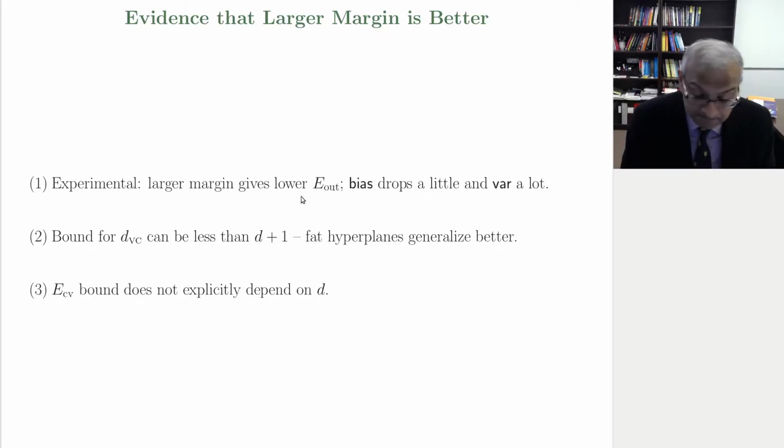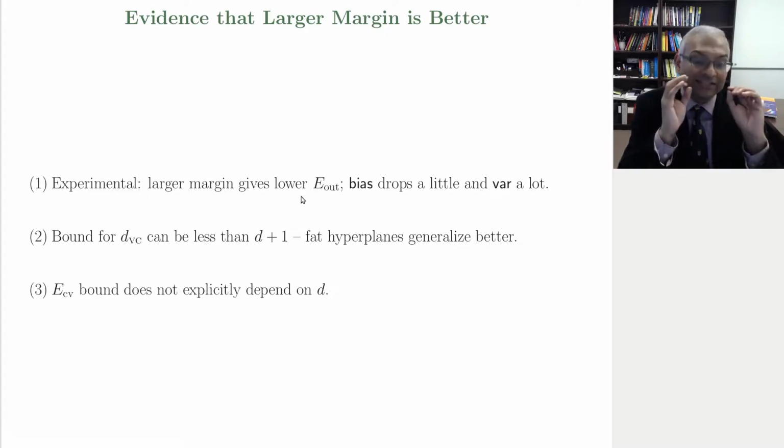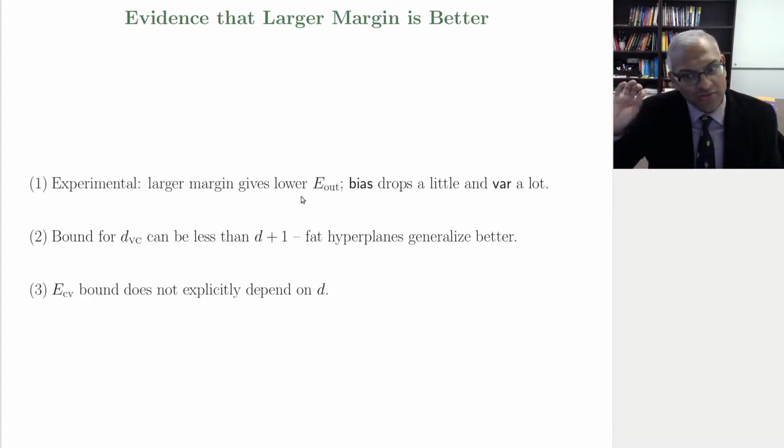And finally, we will do something quite interesting, and it's going to have an impact on what we discuss later, which is that we will get a bound on the cross-validation error for the optimal hyperplane. That's going to be a very interesting bound. It's going to be a bound on the cross-validation error that does not explicitly depend on the dimension of the space.